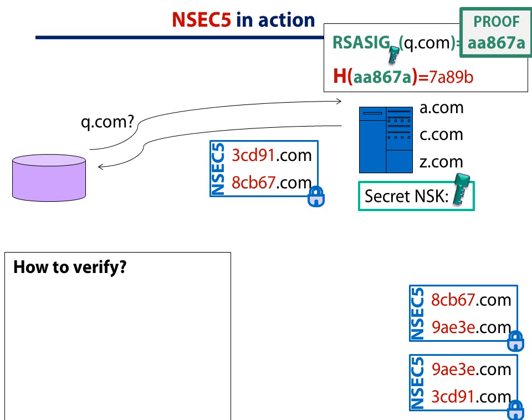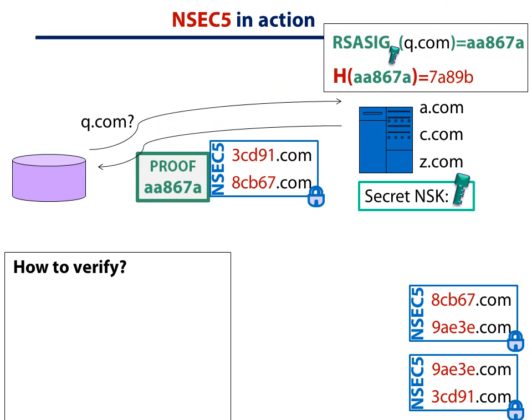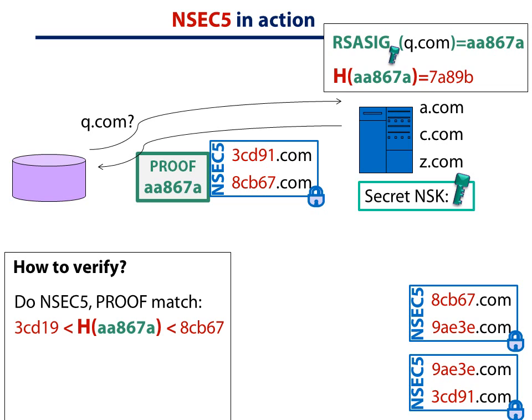In addition to the NSEC5 record, we're also going to include this proof record, which contains the RSA signature on the query using the secret non-signing key. This value goes over to the resolver as well. Now the resolver can use this value to make sure that the query falls between the two endpoints in the NSEC5 record. He takes the hash of the value in the proof, that green value, and ends up with the number 7A89B, as before.